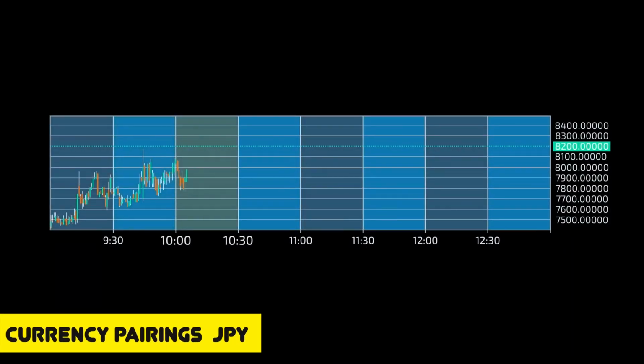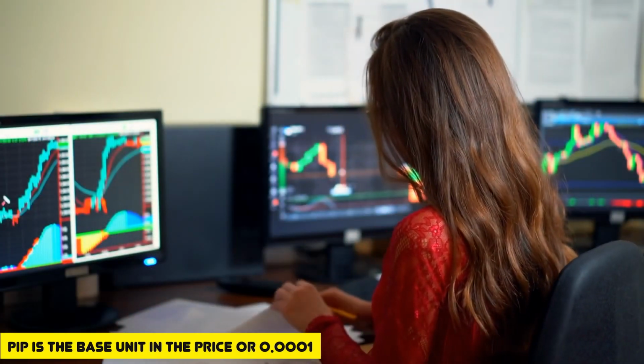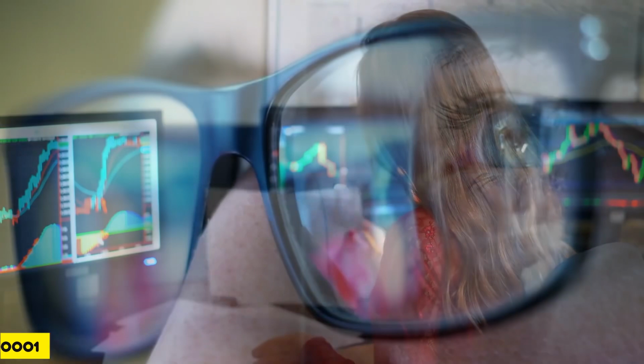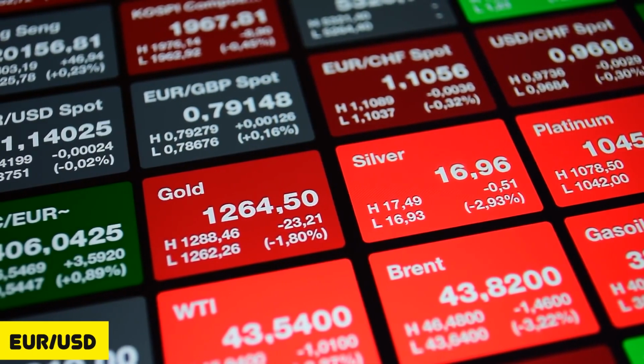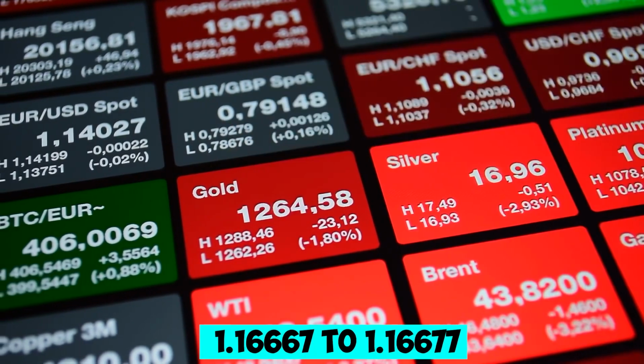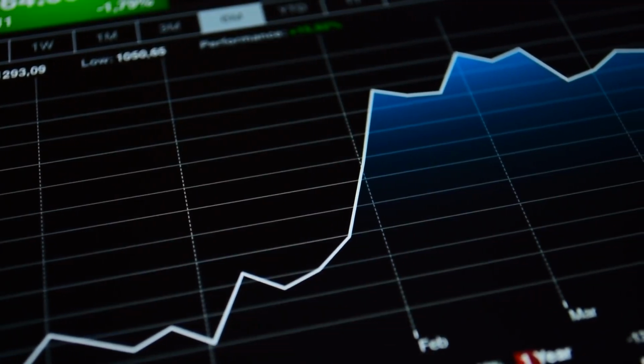Then in currency pairings that are not JPY, a pip is the base unit in the price or 0.0001 of the quoted price. Therefore, when the bid price for the euro against the US dollar pair changes from 1.16667 to 1.16677, it changes by 1 pip.